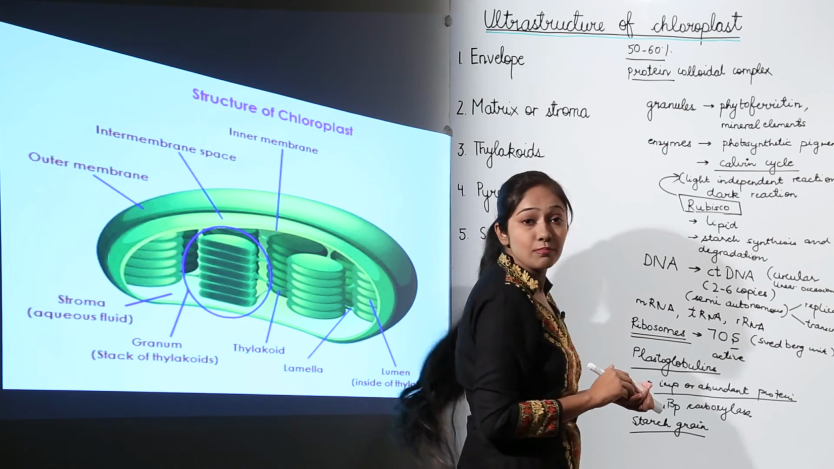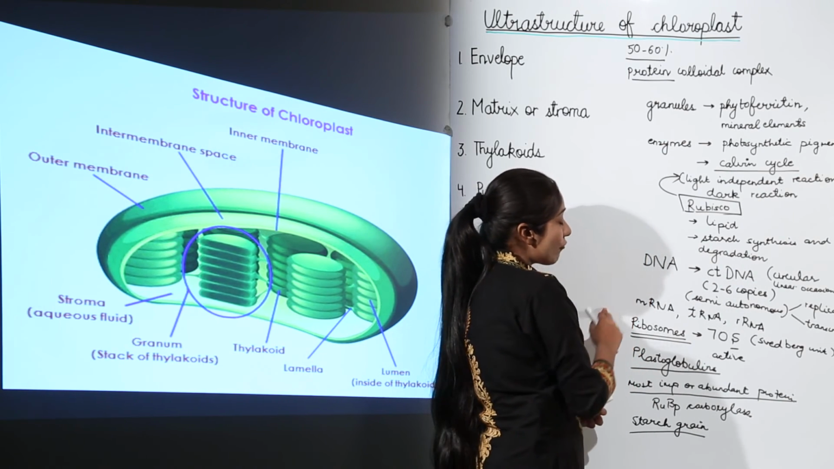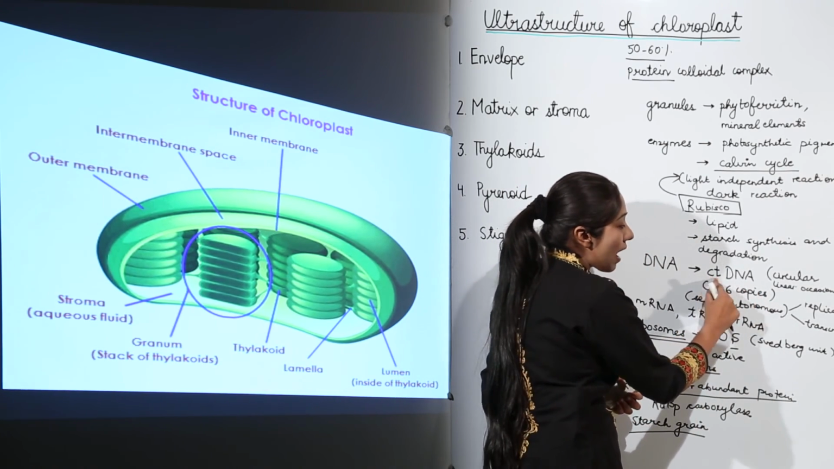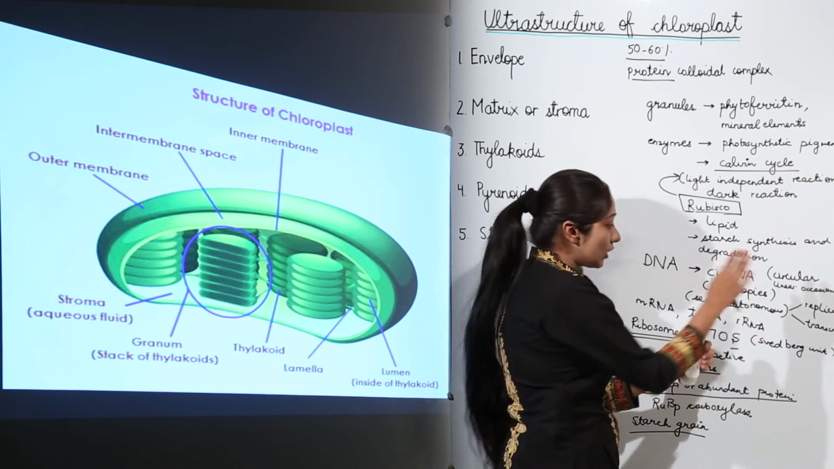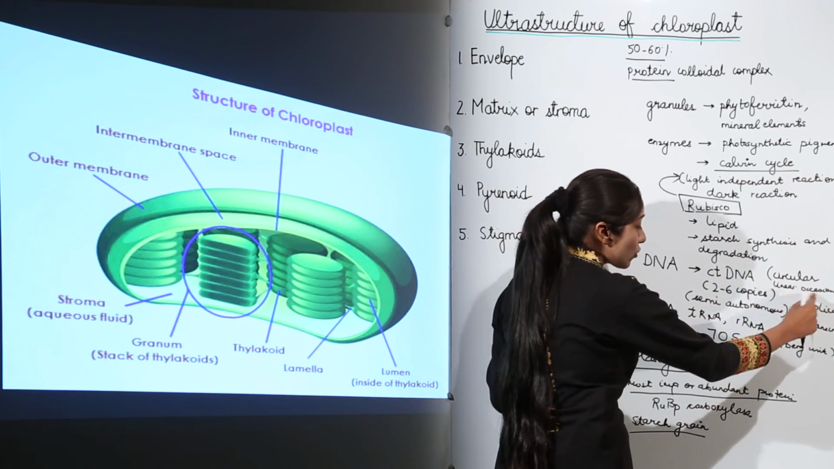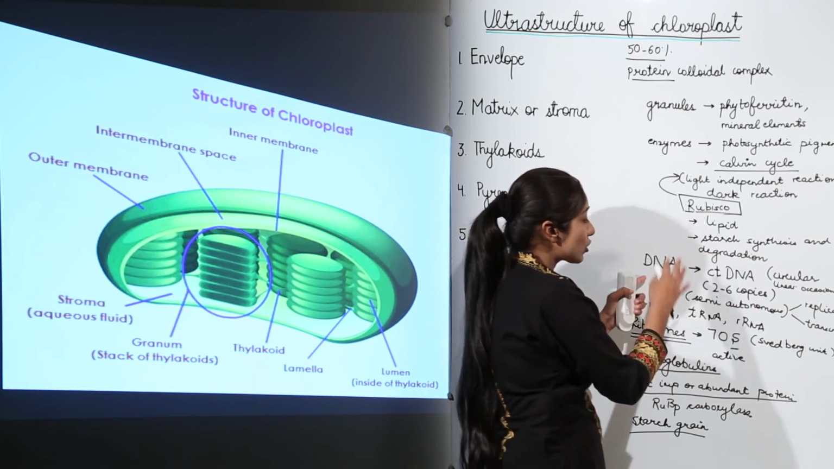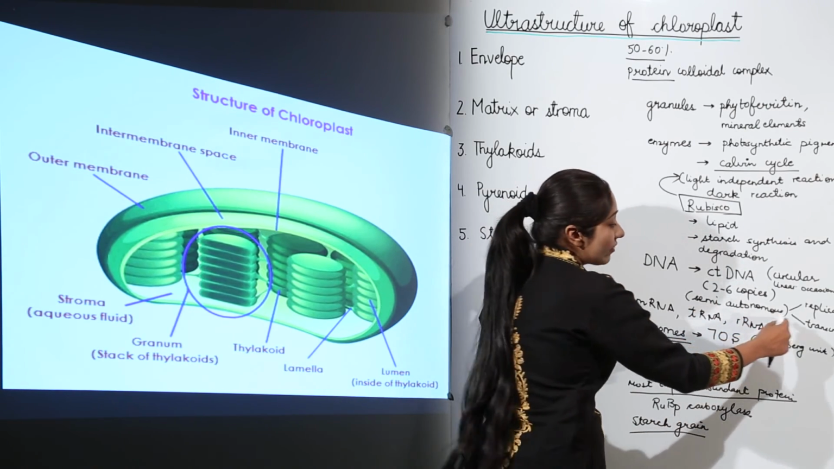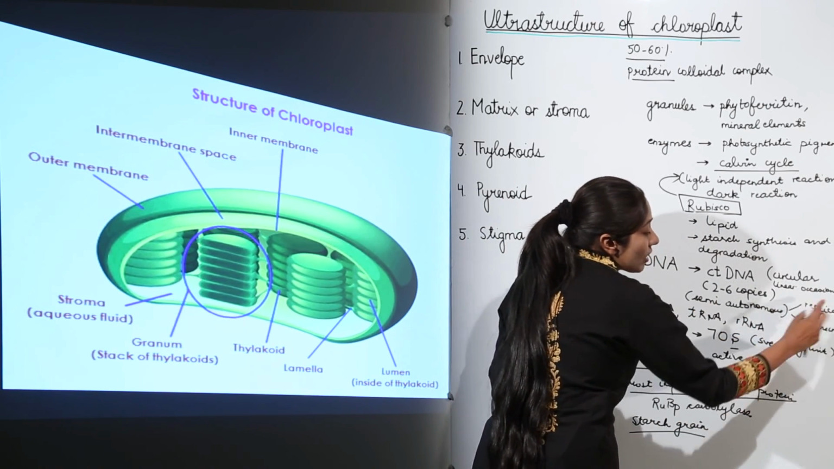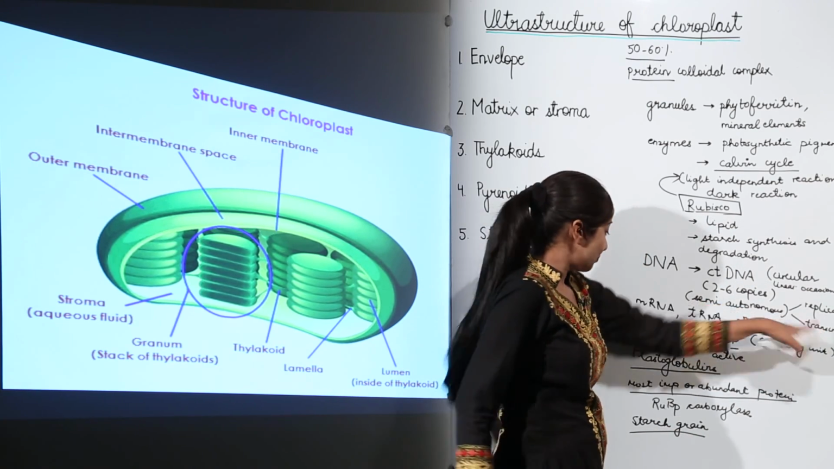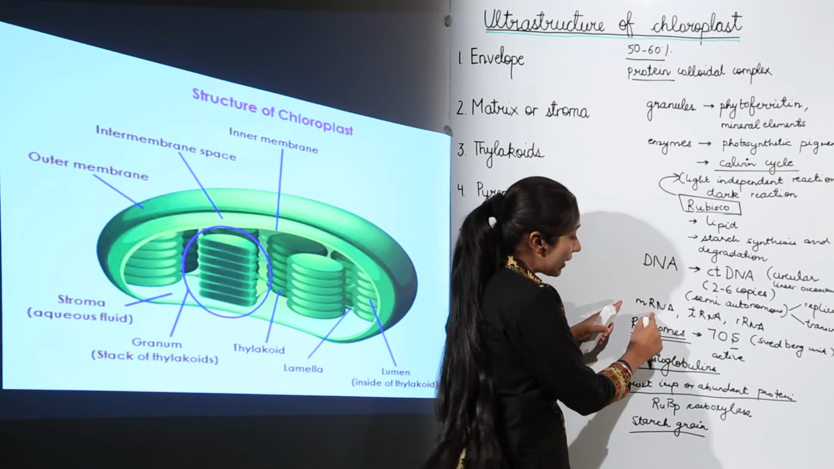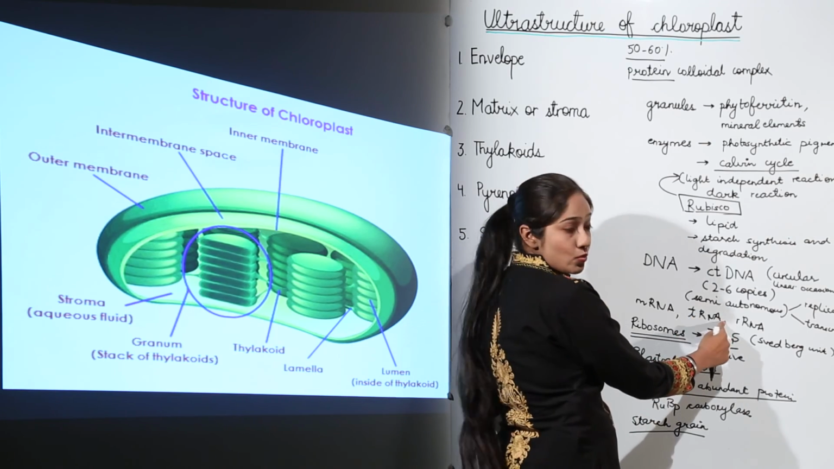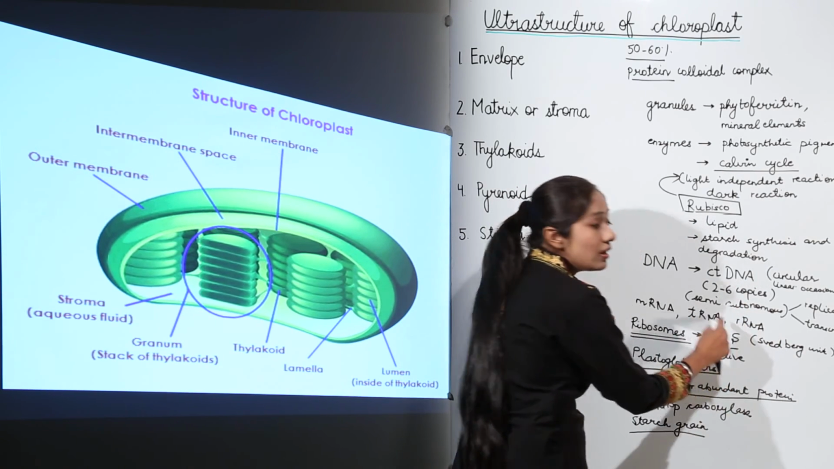Then we come on to the genetic material. The genetic material is in the form of DNA, and we call the chloroplast DNA as ctDNA. It is mostly circular, but occasionally it can be linear also. There are 2 to 6 copies of this DNA, which makes this chloroplast semi-autonomous. It can replicate, and it can also carry out transcription. Then there is also the presence of mRNA, tRNA, rRNA. This mRNA is messenger RNA, tRNA is transfer RNA, rRNA is ribosomal RNA.